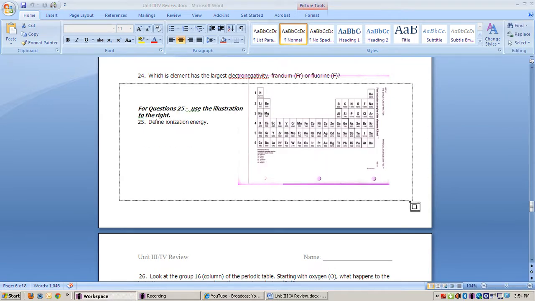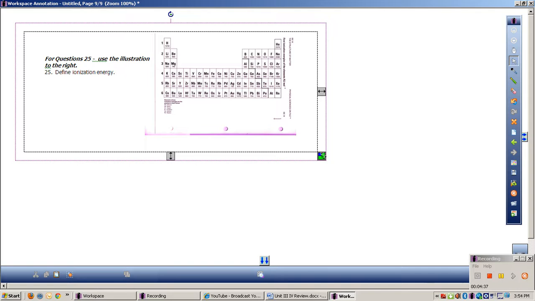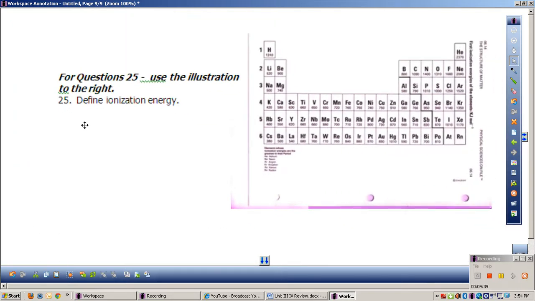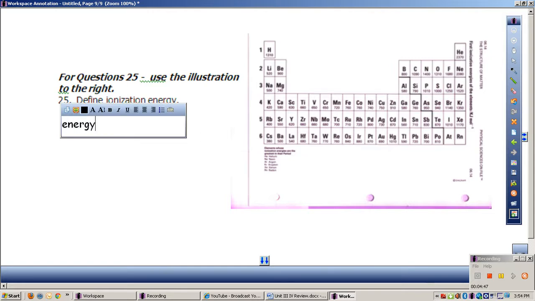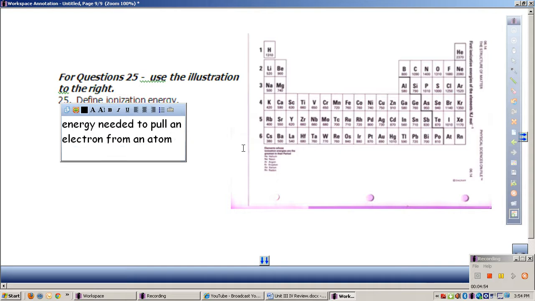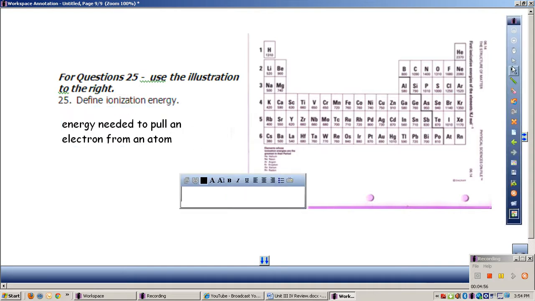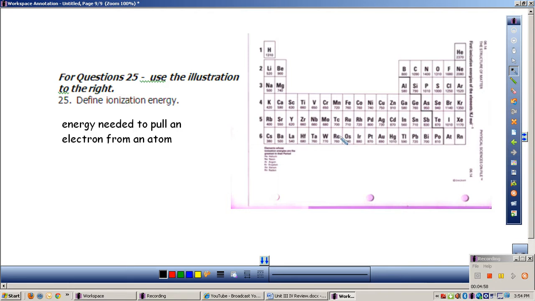So for ionization energy, what we're looking at here. Anybody remember what ionization energy is? Nope. All right, it's the energy needed to pull an electron away from an atom. Okay? So with electronegativity, we're talking about how good of a thief it is. But with ionization energy, we're talking about how much is required to pull an electron away from an atom.